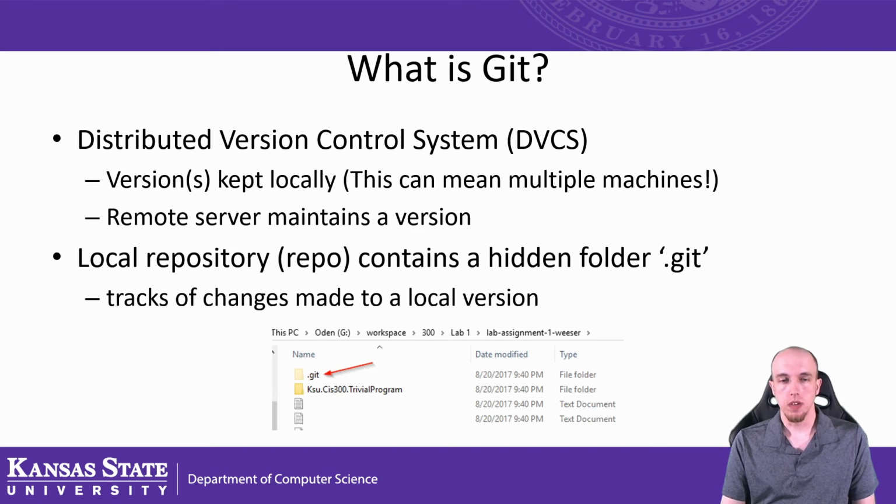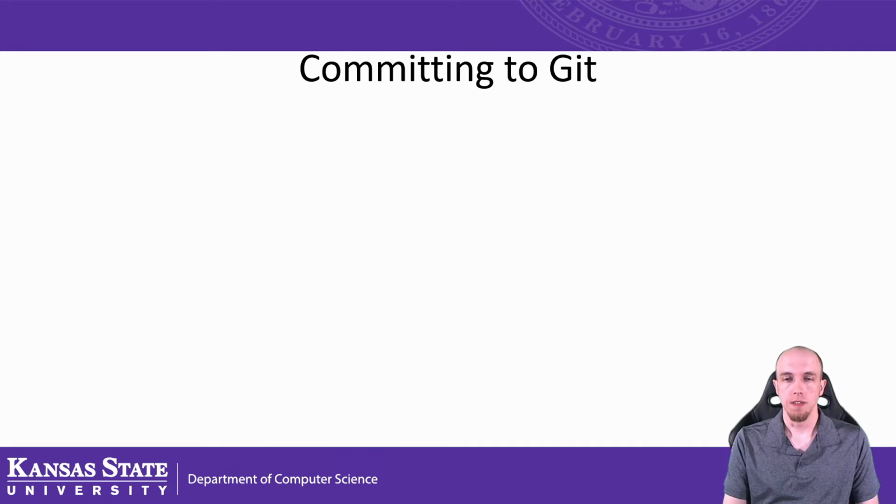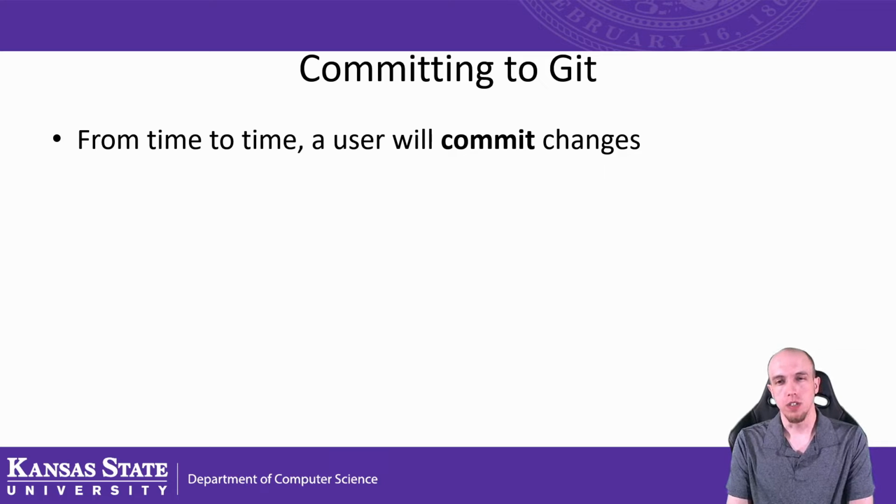Your local repository, which will also be referred to as your repo, contains a hidden folder that's called .git. If you don't have hidden folders enabled or shown on your machine, you should do so, because this will allow you to actually go in and configure Git manually if you happen to need to fix your repository, or if you just like to see how the Git structure is actually organized. But this folder is where Git maintains and tracks all of the different changes made to the current version that you're actually tracking. From time to time, you'll want to actually save your changes.